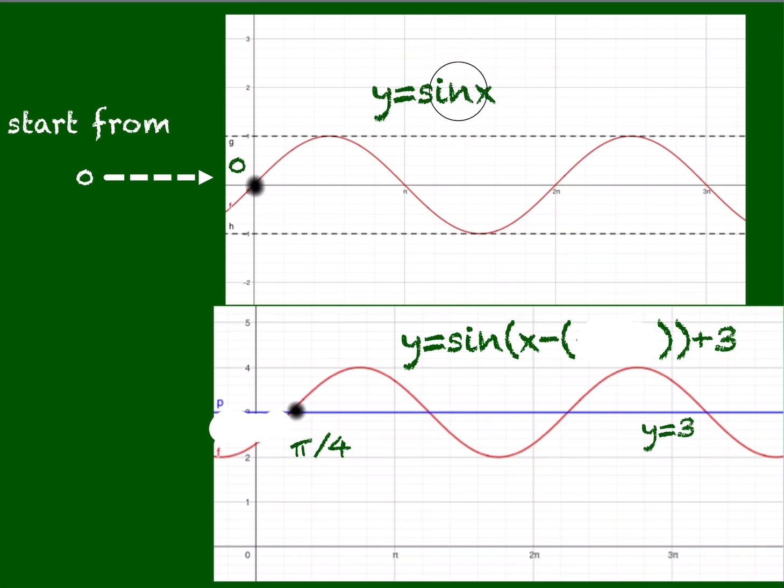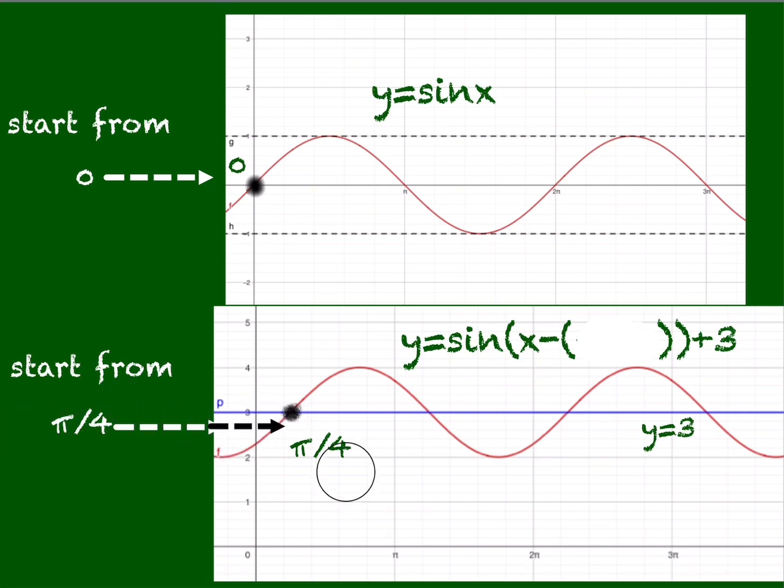Now, we should focus entirely on where the sine function intersects the midline. In the example, the midline is y equals 3, and the first intersection point has an x value of pi over 4. This represents the horizontal shift denoted as c.